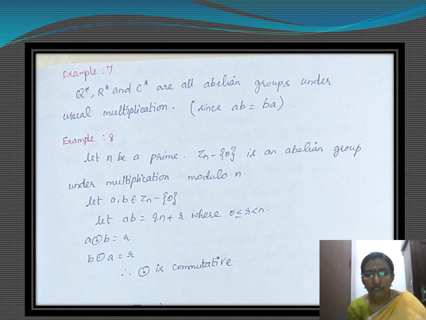Similarly, we can find B dot circle A, which is also equal to R. Since BA is also equal to Qn plus R, we get the result B dot circle A is equal to R. Therefore, this dot circle becomes commutative. Therefore, Zn minus singleton 0 is an abelian group under multiplication modulo n, where n is a prime.